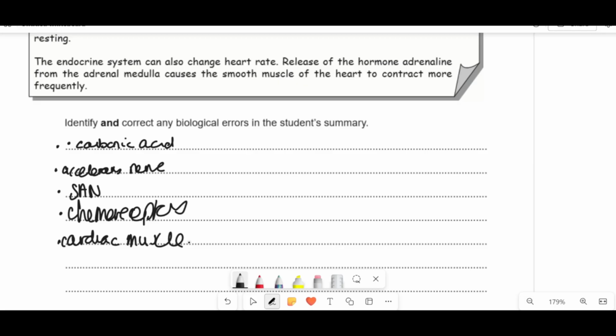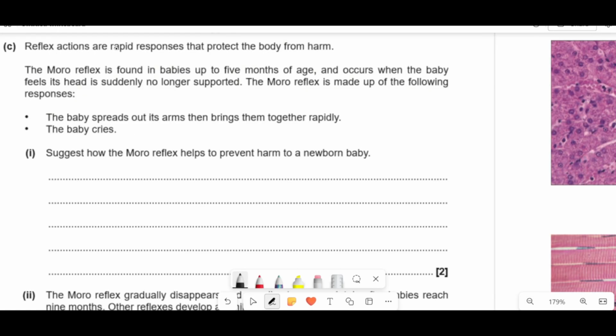So there you go. Reflex actions are rapid responses to protect the baby from harm. The moro reflex is found up to 5 months of age and occurs when the baby feels like its head is suddenly no longer supported, and it's made up of the following responses. So what they do is they spread out their arms and bring them closely together, and the baby cries. This is a real thing, and that does happen. We check for it with new babies when they're born to make sure there's no problems in that sense.